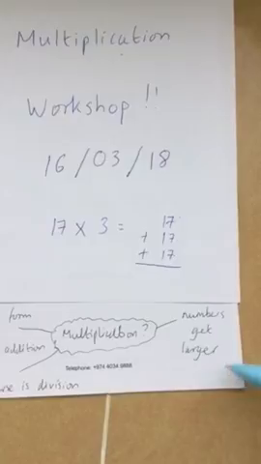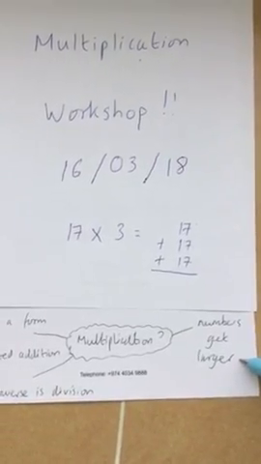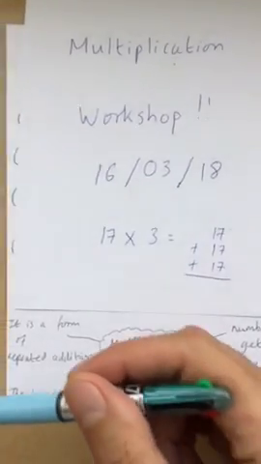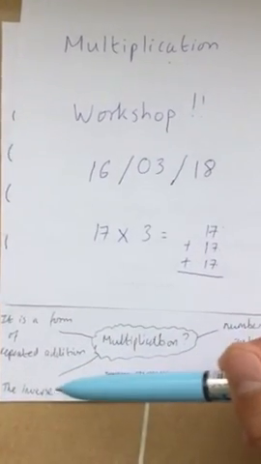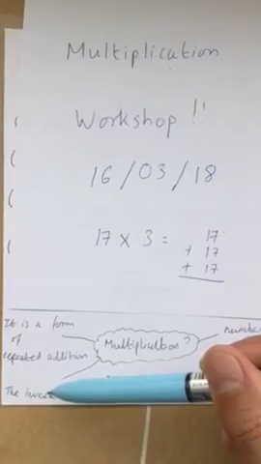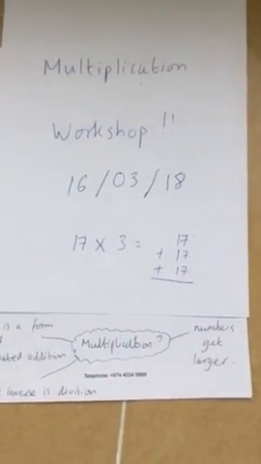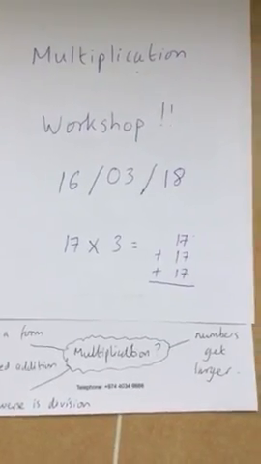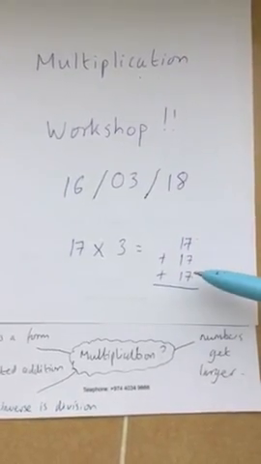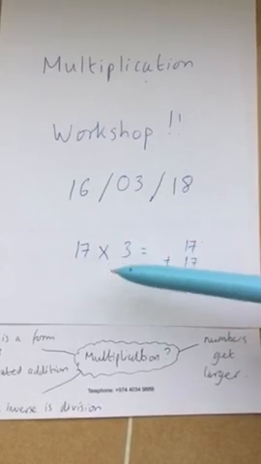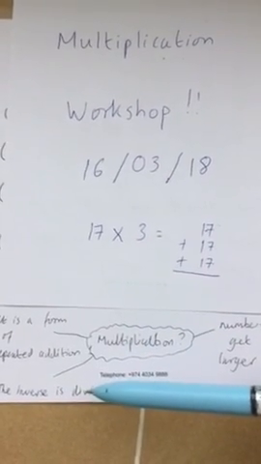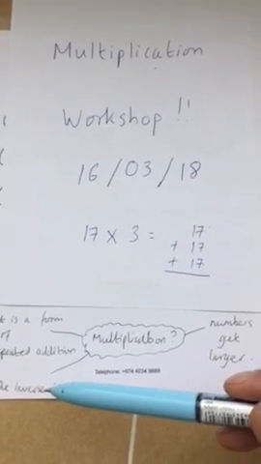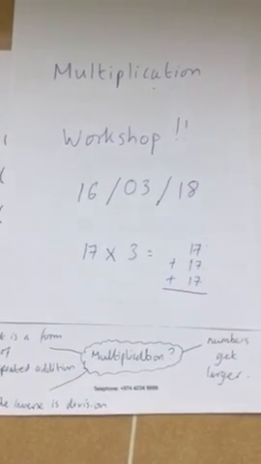The number is going to get larger. That's inevitable because we are adding, so the numbers will go up. And another thing is that it is the inverse of division. Inverse is another way of saying opposite. It's the opposite of division. So in multiplication, numbers get larger, but in division, the numbers get smaller. So maybe a better word than inverse would be reflection. It is a reflection of division.